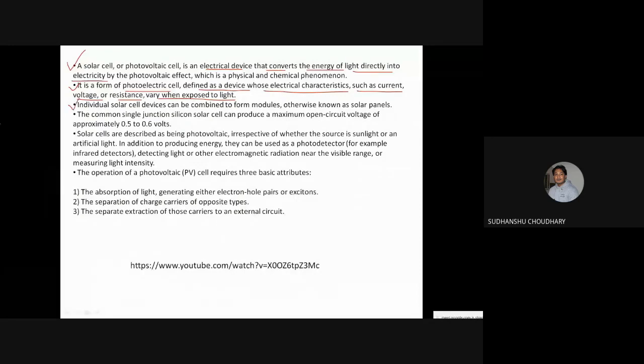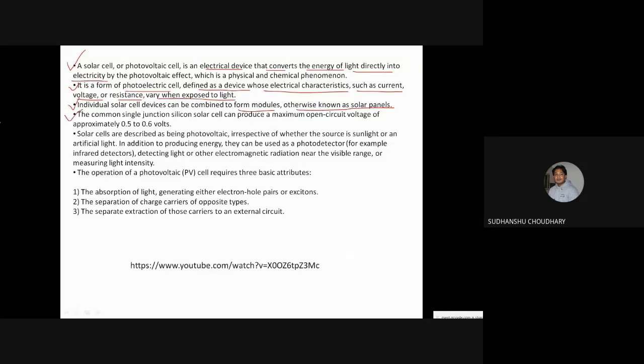Then the third point says individual solar cells can be combined to form modules, which are also known as solar panels. So we understand what solar panels are. Solar panels are basically individual solar cells or a combination of individual solar cells, maybe 100 or more, combined together to form a module, which is also known as a solar panel.